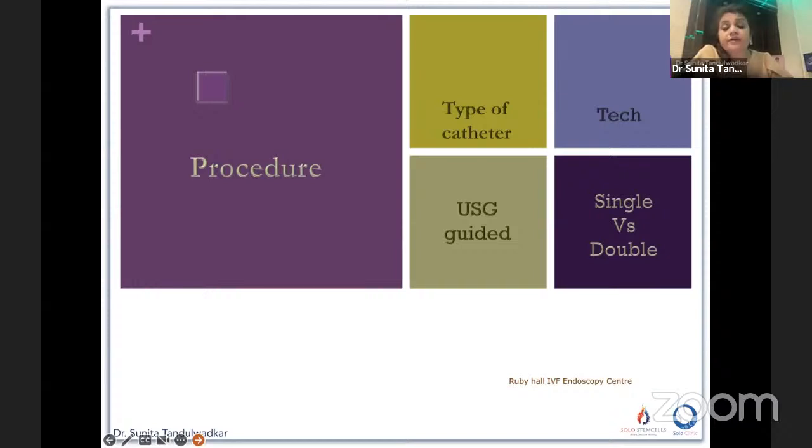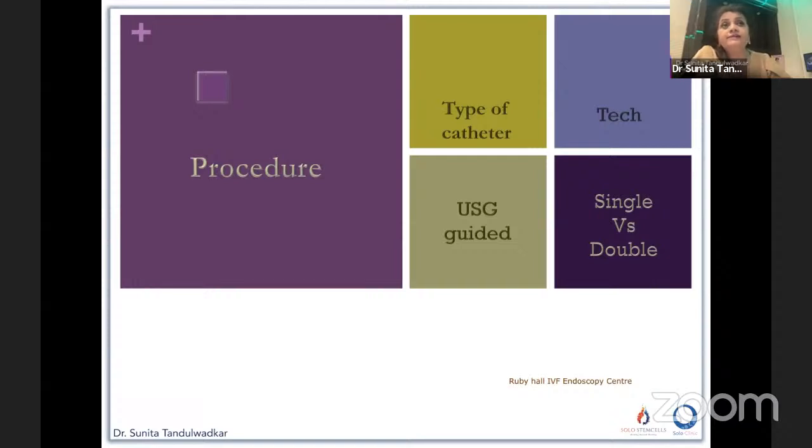Type of catheter. Remember one thing, there are several catheters in the market. Don't keep on purchasing very expensive ones. What is important is that it should be soft, non-traumatic, and disposable. A soft catheter is the catheter you should be using.